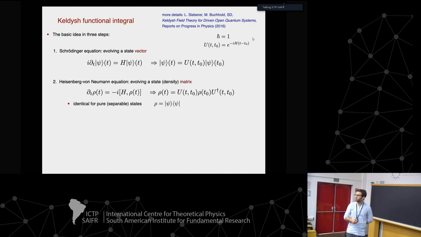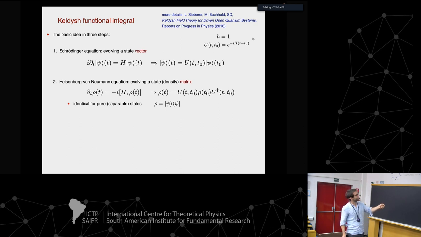Now, if we move from pure states to mixed states, we have to work with the Heisenberg von Neumann equation. That's actually a piece that we already recognized in the Lindblad evolution. This describes the evolution of a density matrix, which is more general than the Schrödinger equation because it can go beyond the case where the density matrix is an outer product of two states, and therefore a pure state. So it evolves density matrices and not state vectors. But one thing is really crucial just mathematically.